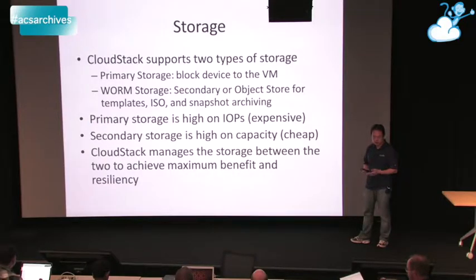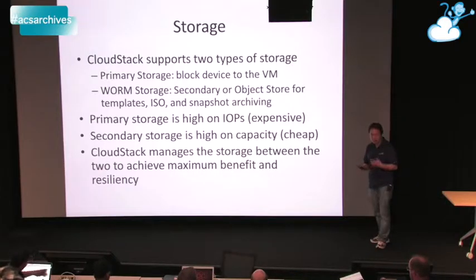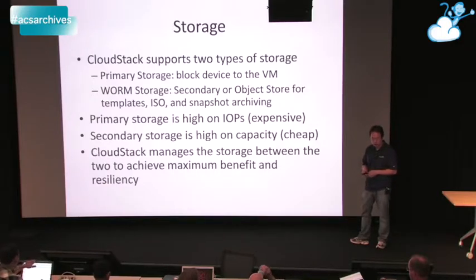Whereas the secondary storage is a warm storage, write once, read many times, and so that actually maps very well to the object store concept. And we're trying to get it to the point where we have object store backing, and we integrated Swift, and I'll talk about that a little bit. And secondary storage's biggest characteristic is that you have to be able to add capacity to it, because if you're doing snapshotting and archiving and doing recurring snapshots, the space is going to go up really quickly. So CloudStack manages the storage between these two to get the maximum benefit for our operators.